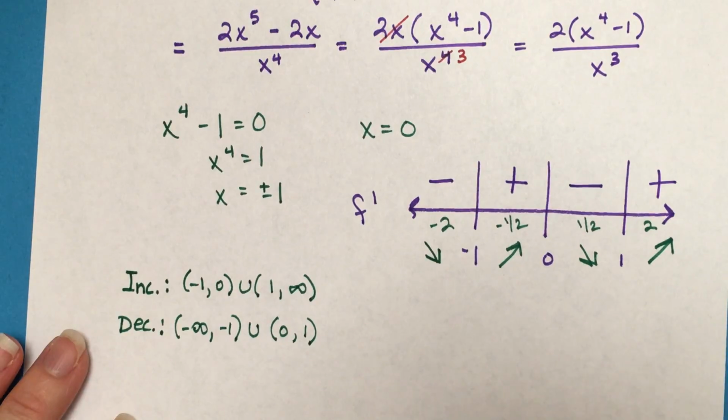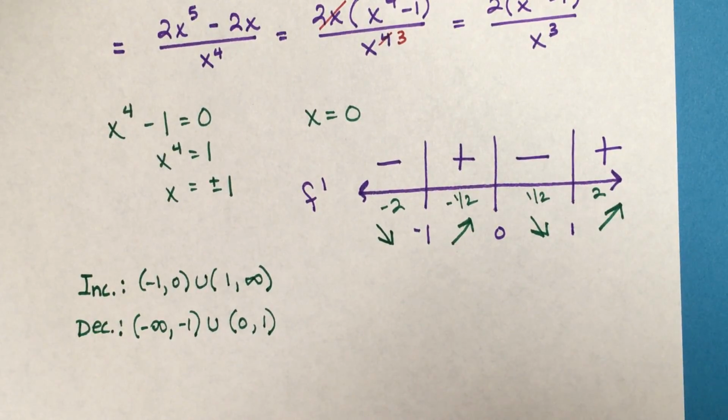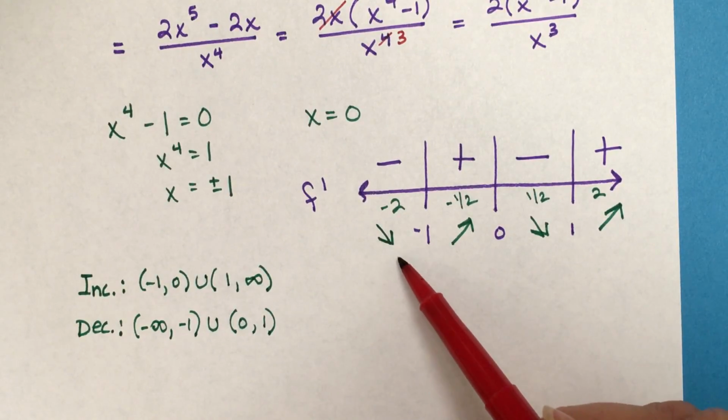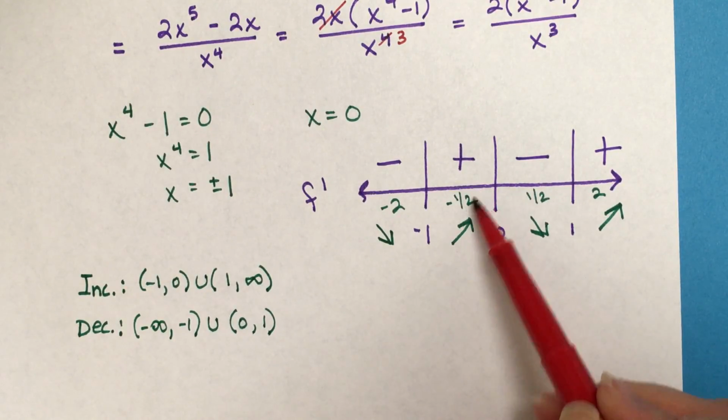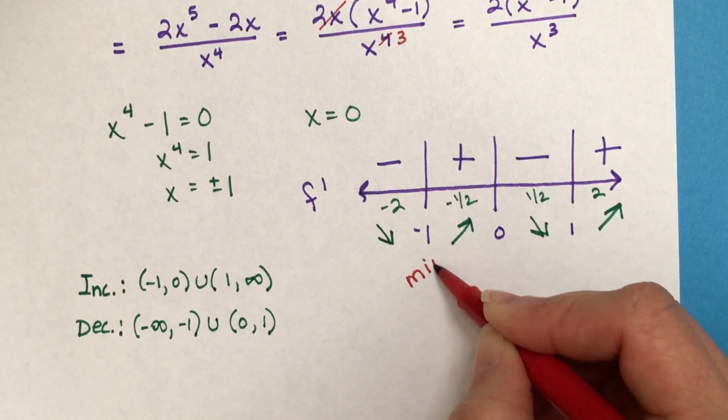Now, as far as picking your extrema or your maxes and mins, okay, here your function is decreasing. It's negative, changing to positive, so that's making a valley. So this would have to be a min.